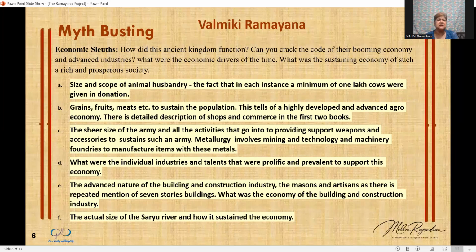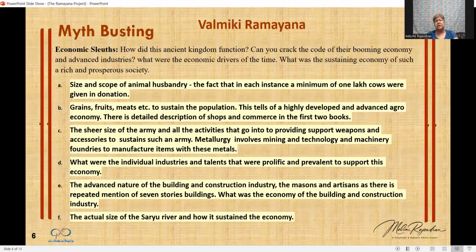So there was advanced metallurgy, which meant mining and technology and machinery, foundries, and there was an industry that manufactured all these items, and they were made of metal. So, what were the individual industries and talents that were prolific and prevalent at that time to support this economy, to support this army, and to support that particular cultural lifestyle? And the advanced nature of the building and construction industry, highly skilled masons and artisans, architects, town planners. This is a thriving economy of the building and construction industry.